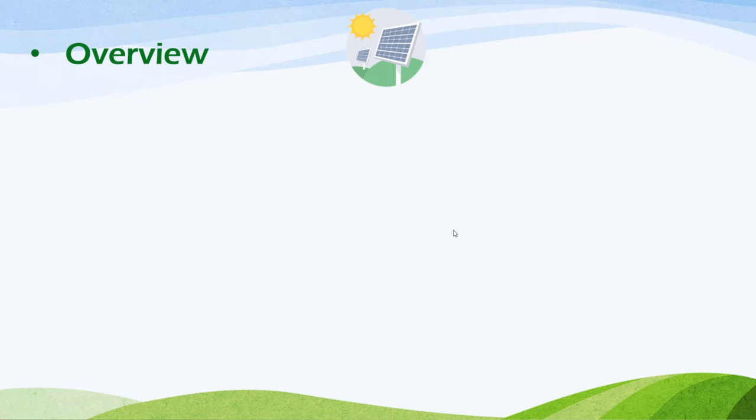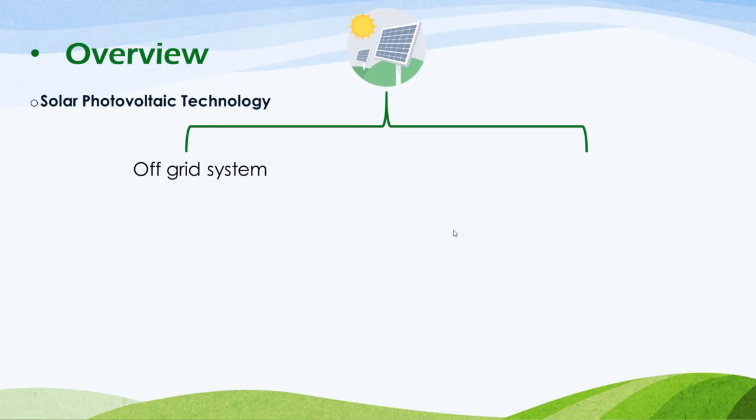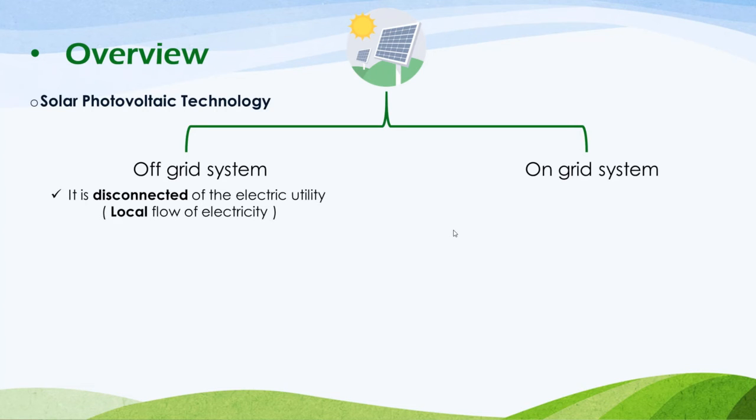The photovoltaic solar system consists of two main types. The first is the off-grid system and the second is the on-grid system. Let's differentiate between them. The off-grid system, as its name suggests, is disconnected from the electrical power supply or the electrical utility, so it's not connected to the company that provides you with electrical energy. You can say that it's a local system, because the generated electrical power flows through local devices to supply them, and doesn't go through the utility.